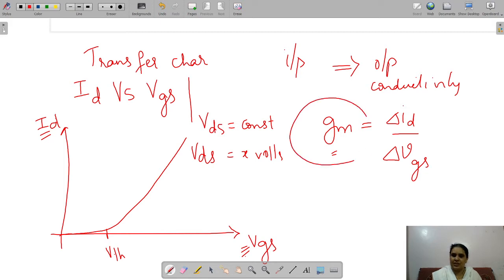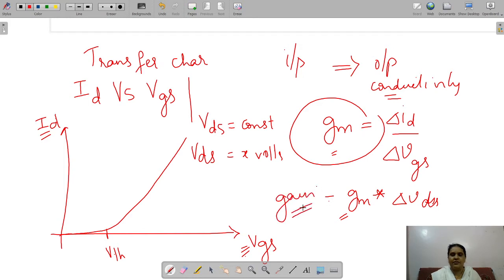With the help of GM, it tells me how much the conductivity is enhancing or improving. If I multiply this with the output voltage, I get the gain of the MOSFET, which is used in amplification. When MOSFETs are used as amplifiers, they are used in the linear region, and at that time the gain is a very important factor. Usually in small signal analysis, we use the MOSFET as an amplifier. So this is all about the characteristics we learned in the previous session.